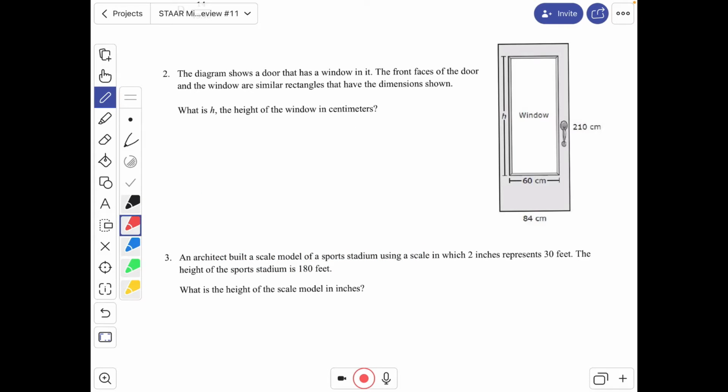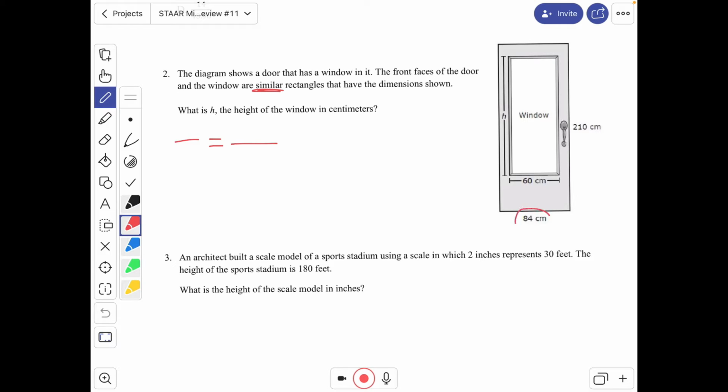Number 2, the diagram shows a door that has a window in it. The front face of the door and the window are similar rectangles. They have the dimensions shown. What is h, the height of the window in centimeters? Since the two rectangles are similar, we can set up a proportion.